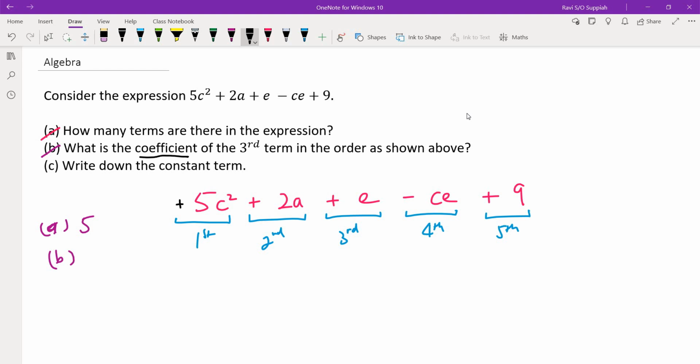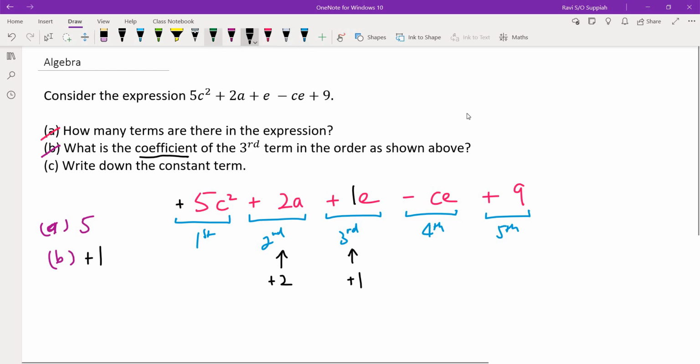The coefficient is the numerical value that is in front of the variable, that means that is together with the variable. So for example, if I look at the second term over here, I will say that the coefficient is positive 2 because positive 2 or plus 2 is the numerical term associated with the variable a. So for the third term, there is no number. All right, so when there's no number, again the implicit understanding is there's actually a plus 1 there because 1 times e is e. Okay, so for the third term, the coefficient is plus 1. Okay, so the answer for B is plus 1.